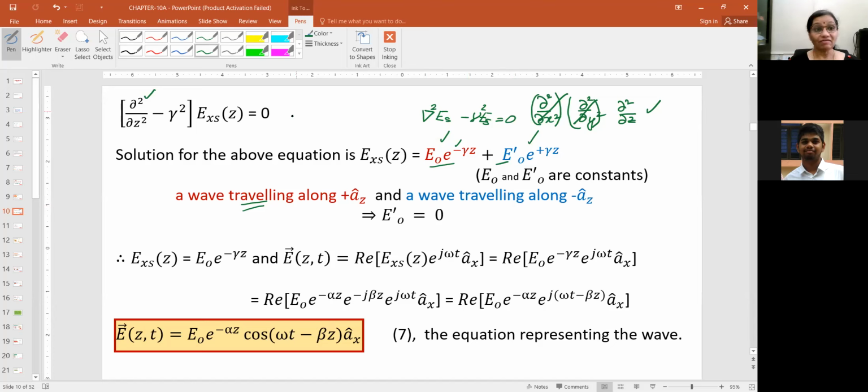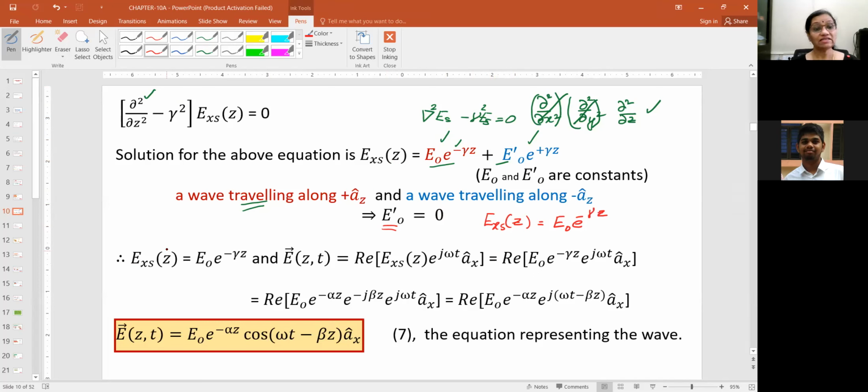But in our case, what did we start with? We talked about a wave that is traveling only along the plus z direction. So as a consequence, the second part will automatically become zero. How will the second part automatically become zero? It will become zero if this coefficient becomes zero. Therefore, you're just left with Exs as a function of z equal to E naught e to the power of minus gamma z. Only this is left.